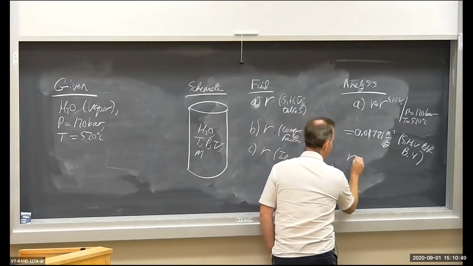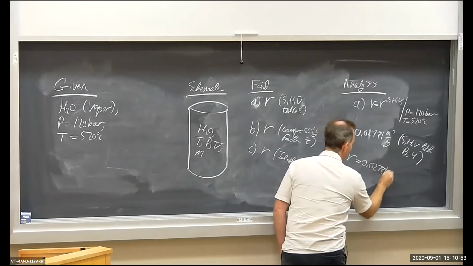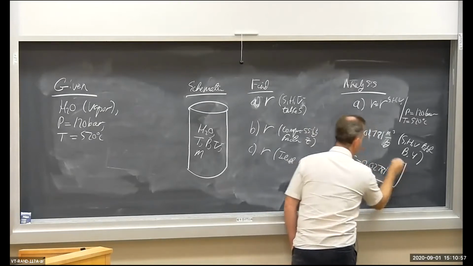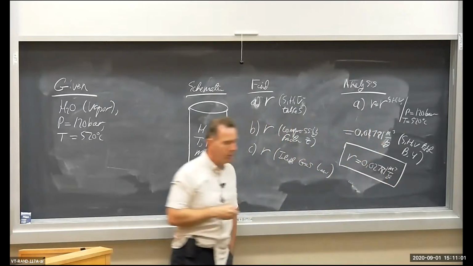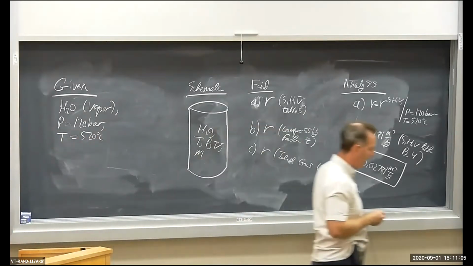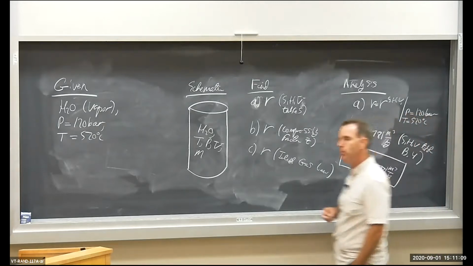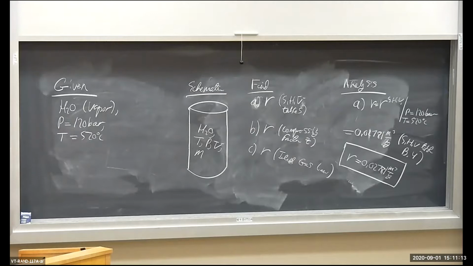So specific volume for part A is 0.02781 cubic meters per kilogram. Let's put a box around that. That is the actual or the true specific volume. The superheated vapor tables are accurate. Let's move on to the compressibility factor. Let's see if we can estimate specific volume using a compressibility factor, Z.